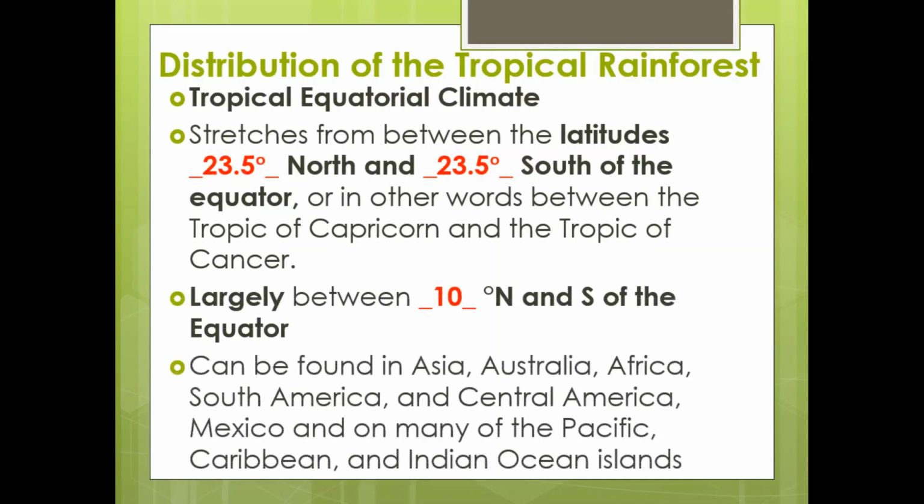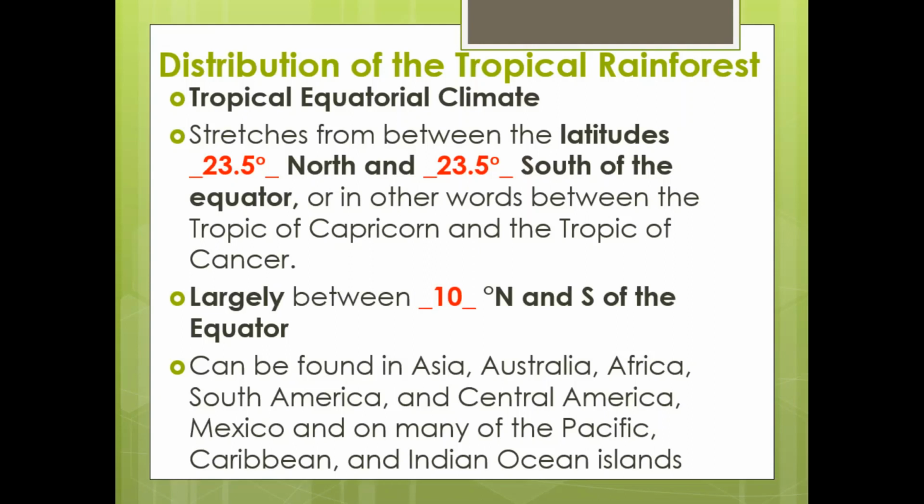So in summary, this is the description of the distribution of tropical rainforests. As mentioned, they are found in tropical equatorial climate in or near the equator, and it stretches between 23.5 degrees north and 23.5 degrees south. But most of it is between 10 degrees north and 10 degrees south. In particular, these are the countries in which you find your tropical rainforests.